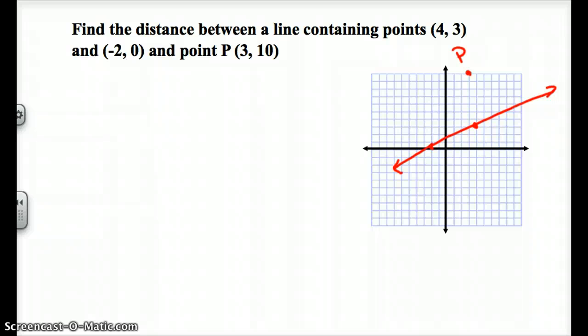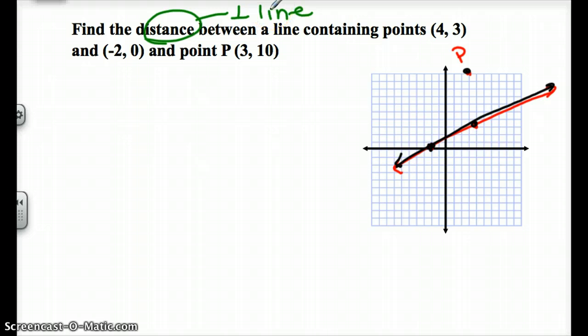Find the distance between the line containing (4, 3) and (-2, 0), and point P (3, 10). So I've already plotted my points and drawn my line. Here's my point P, and then I've got (-2, 0), and (4, 3), and the line right here. I need to find the distance, so I need to do the perpendicular line. I'm going to let you have a graph so that you can have a feel for what it's going to look like.